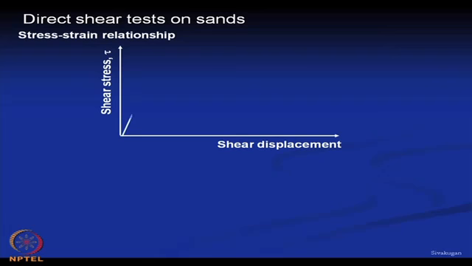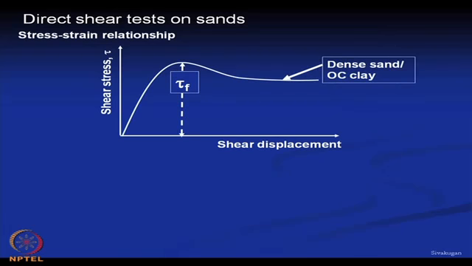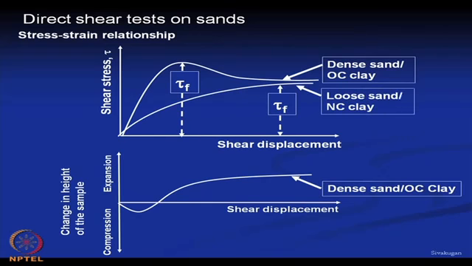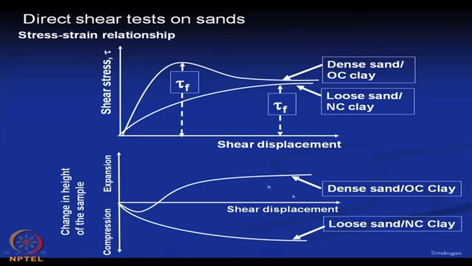We will get a similar curve for the direct shear test also. This is for the dense sand and this is for the loose sand, with volume versus shear strain. This is shear displacement and shear stress, whereas the previous curve was axial strain and deviatoric stress, but we get a similar nature of curve.